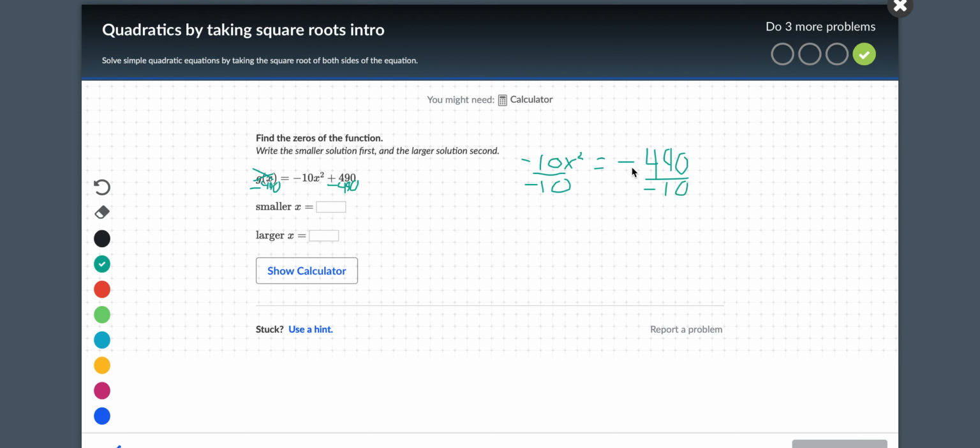The negatives cancel out on both sides, so we're left with x squared equals positive 49. And now we square root both of these. And we get x equals plus or minus 7, which means x equals both negative 7 and x equals positive 7. So plug that in here.